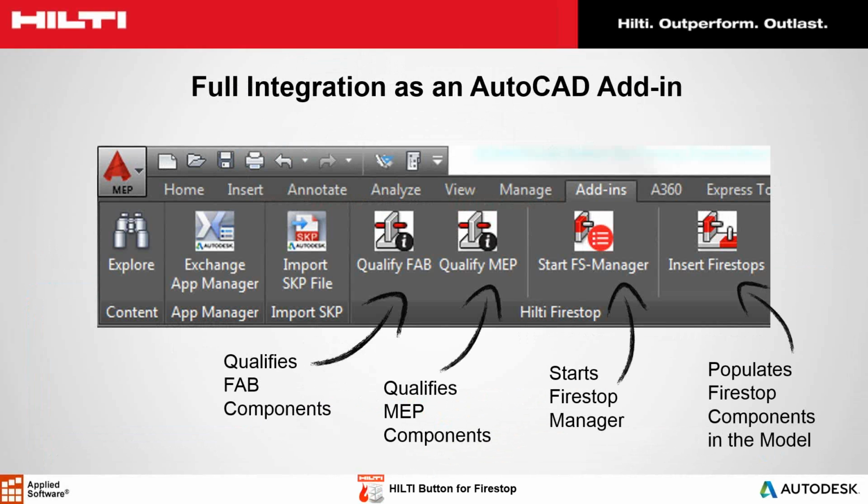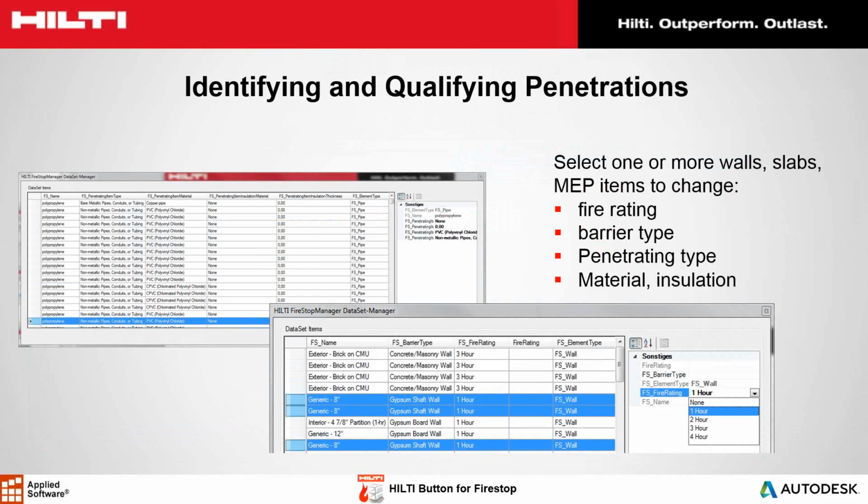If you are using the AutoCAD platform, whether it's Fabrication MEP or AutoCAD MEP, it's a similar interface. You also go through the process of qualifying the MEP elements or components, qualifying the Fab components, and starting the Firestop Manager and inserting the Firestop components back into the model. So this process is a round trip from the BIM authoring tool to Navisworks Manage and back.